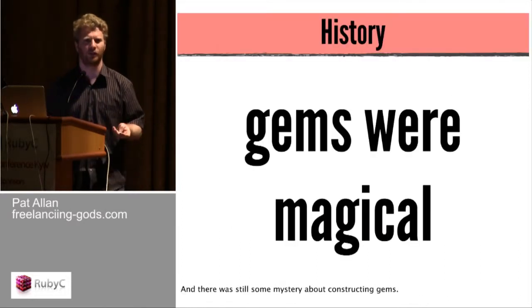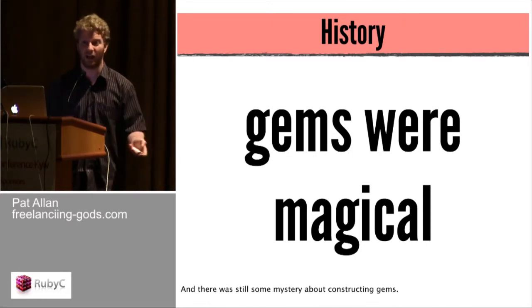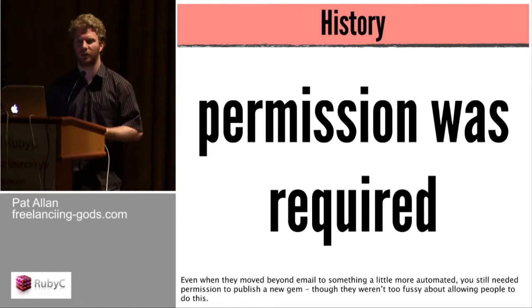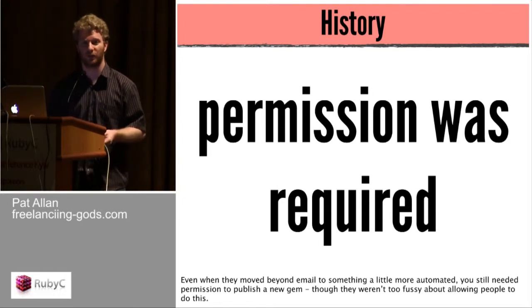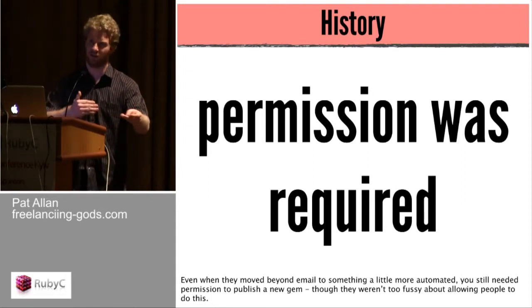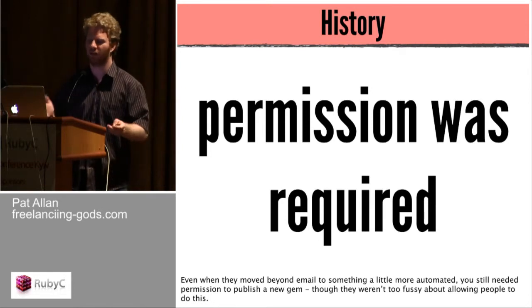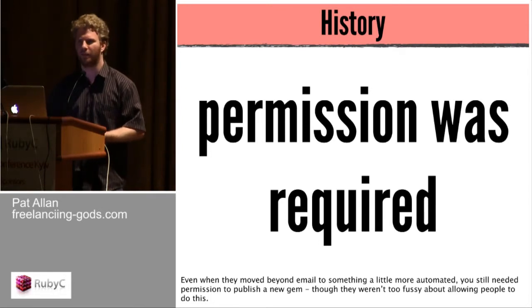So gems were a bit magical. There wasn't a huge amount of documentation back then on how to build them. You had to initially email your code to someone, and then after that, even when RubyForge was set up to distribute gems, you still had to ask for permission before publishing the first version of your gem. Somebody from Ruby Central, so Chad or Rich, had to approve. You submitted a form saying, this is the name of my gem and this is what it will do, and they had to say, yes, we'll allow that. And generally they did. They weren't that fussy, but it was another manual step in the process.